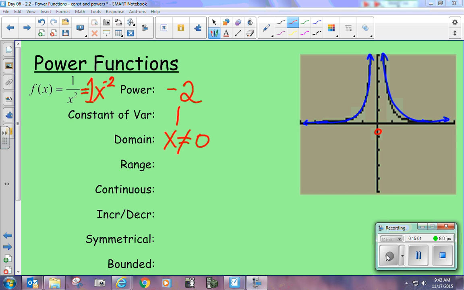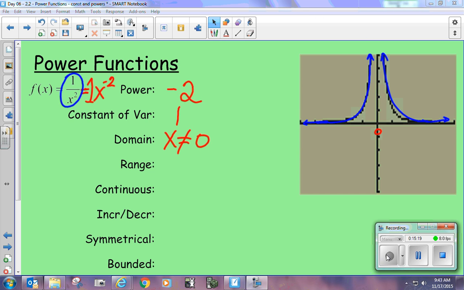Besides looking at the graph, looking at my original function right here, how do I know x can't be 0? Yeah, 0 can't be at the bottom. It makes it undefined, right? That's one of the ways we determined asymptotes. You guys know where the vertical asymptote is.